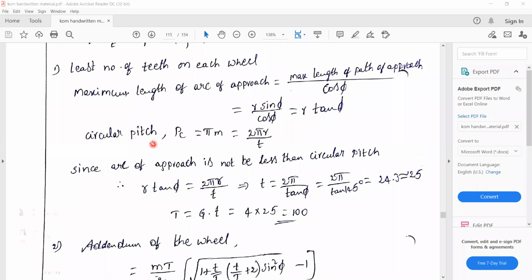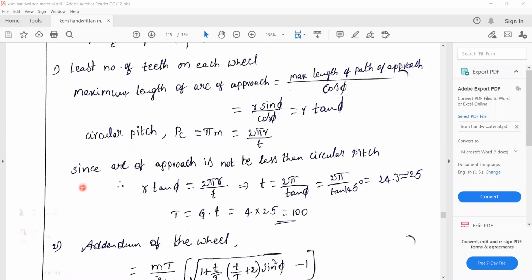Now the circular pitch formula: circular pitch Pc equals pi m. This is also written as pi into 2r by t, because m is also written as 2r by t. So the circular pitch also equals 2 pi r by t.